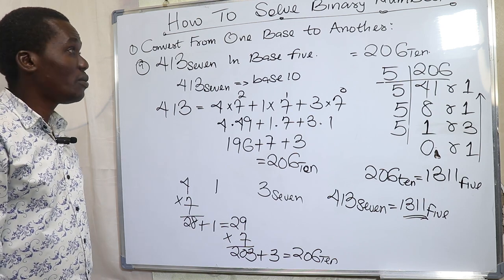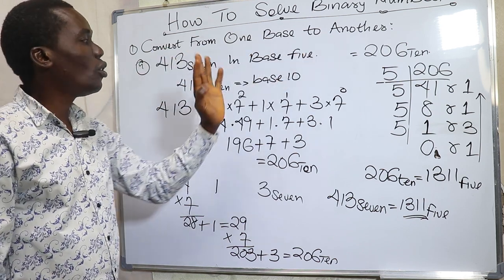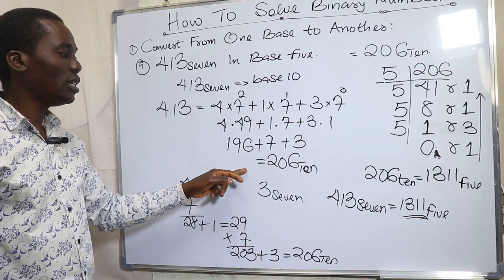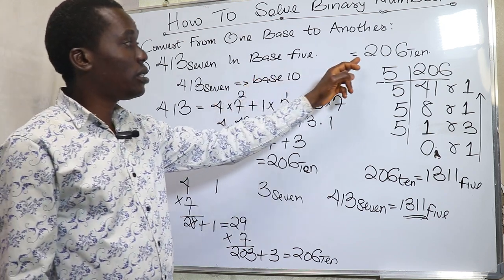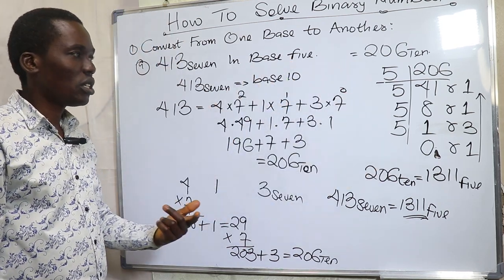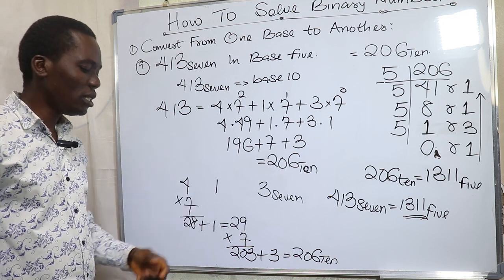So you see, it's very easy. If you are asked to convert from one base to another, all you simply need to do is to convert the first base to base 10 using any of these two methods, and then you convert the base 10 to the required base using the successive division method. Now this is for that.